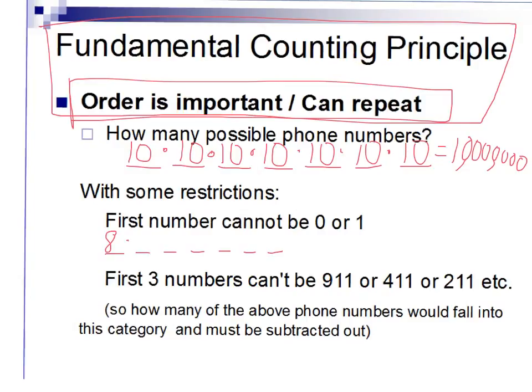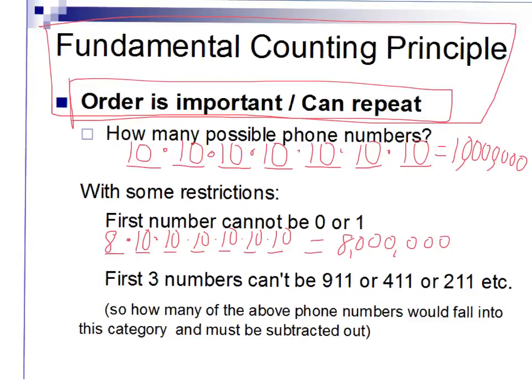Okay, now the second digit, they don't have any restrictions for, and since I can do repeating, it would be 10 possibilities, and then again 10, and again 10, because I can repeat. And so my 10 million different phone numbers just turned into 8 million different phone numbers. All right. Okay, let's try another exception.